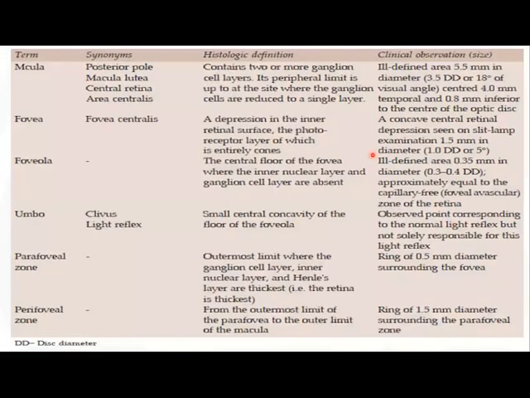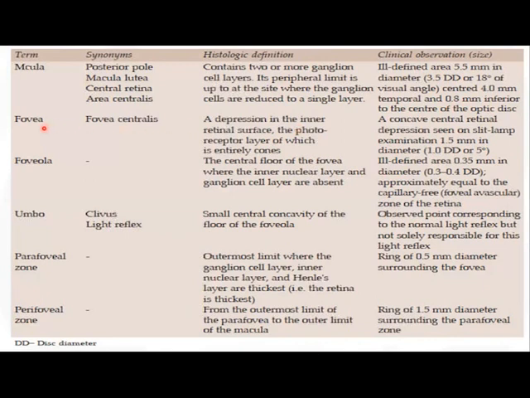In this chart, we can see, as we already discussed, the macula is also known as the posterior pole, macula lutea, central retina, or area centralis, and the fovea is also known as fovea centralis. Histologically, the macula contains two or more ganglion cell layers. Its peripheral limit is the site where the ganglion cell layer is reduced to a single layer. On clinical observation, it's an ill-defined area of 5.5 millimeter in diameter, or 3.5 disc diameters, or 18 degrees of visual angle, centered 4 millimeter temporal and 0.8 millimeter inferior to the center of the optic disc.